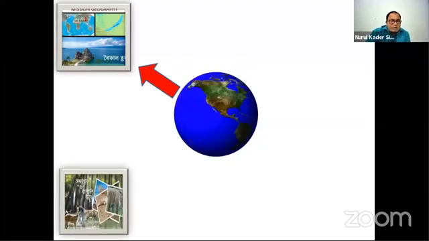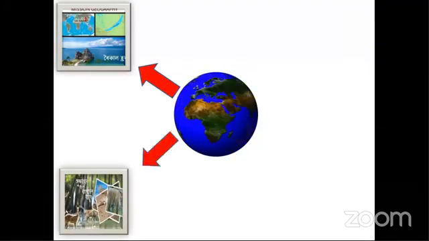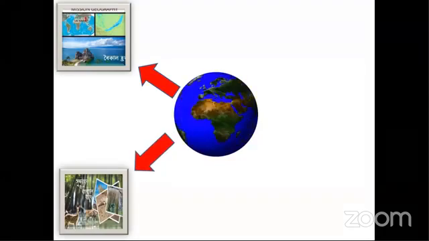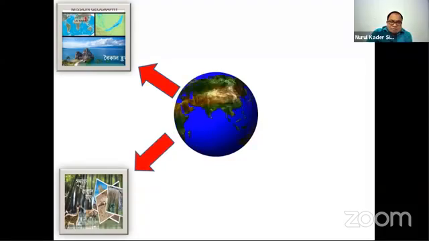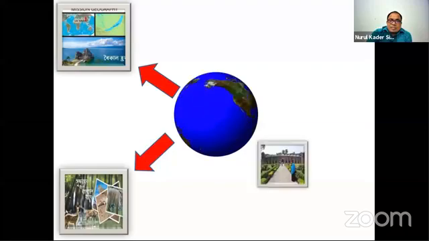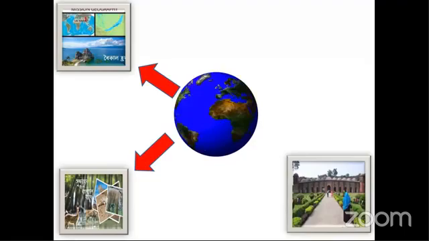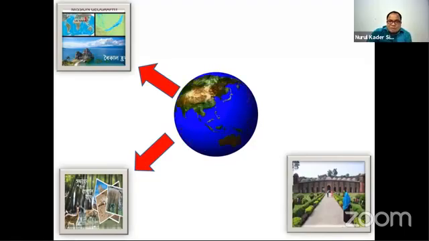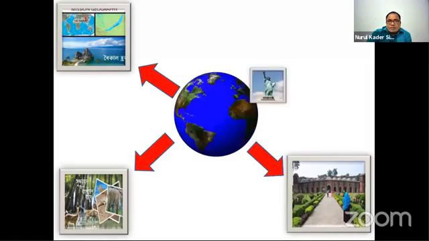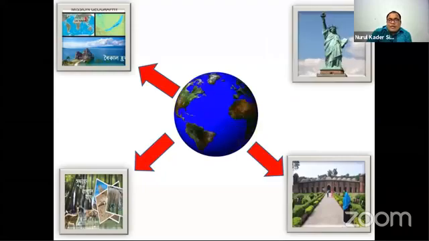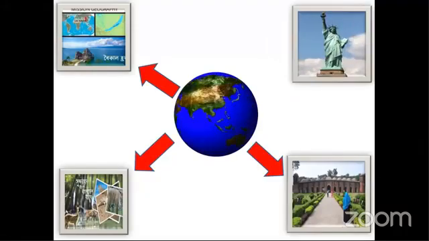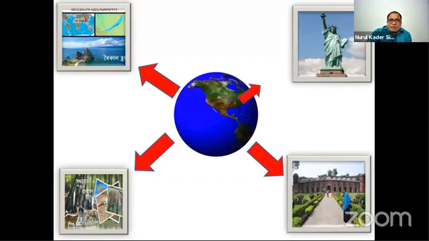Second one is? Sundarban, Bangladesh. And third one is? Shat Gombuj Mosque, which is situated in Bagerhat district in Bangladesh. Fourth one is? Statue of Liberty. That is our topic today, the Statue of Liberty.